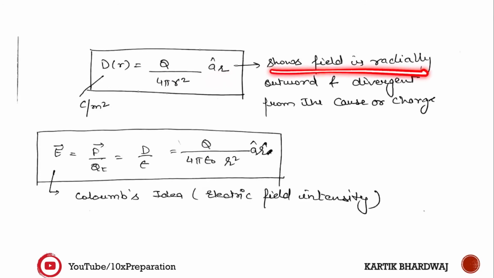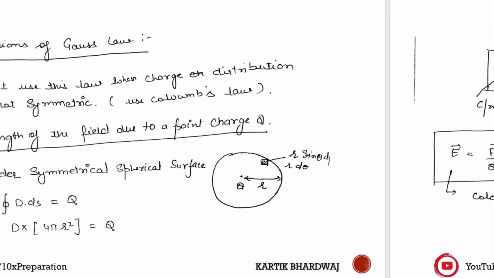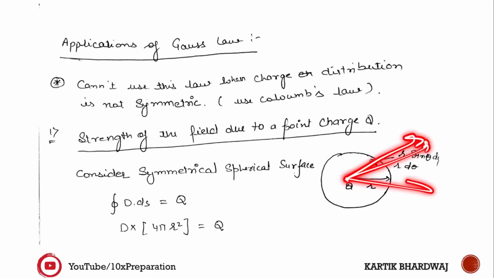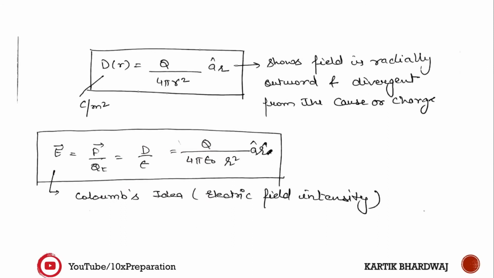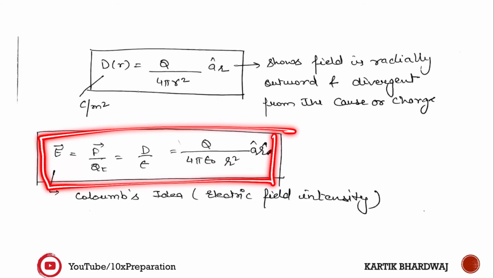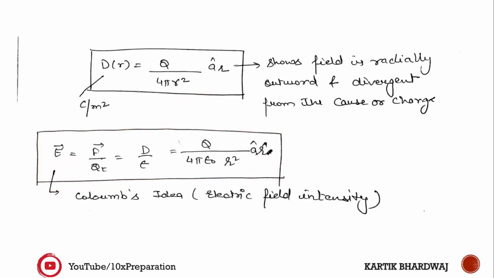I am considering the electric field radially outward, divergent from the charge, going away from it. Now come back to Coulomb's idea. Coulomb said E is equal to F upon Q. Gauss said you determine D, and after D, by dividing by epsilon you can easily determine E. Both have given the same expression and the same result, but their approach is different.